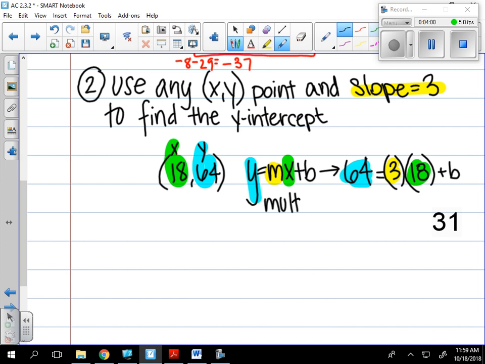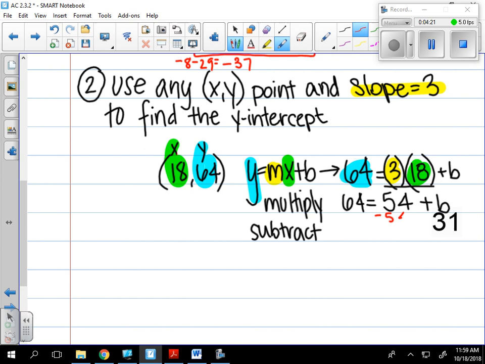So the first thing you want to do is multiply, right? Because when two numbers touch, that means multiplication. So 64 is going to equal 3 times 18, which is 54. And then the next thing that you want to do is subtract to get your b variable by itself. So in this case, I'm going to subtract 54 from both sides. And I find out that 64 minus 54 is 10. And so that's my b value, which is really the y-intercept, right?